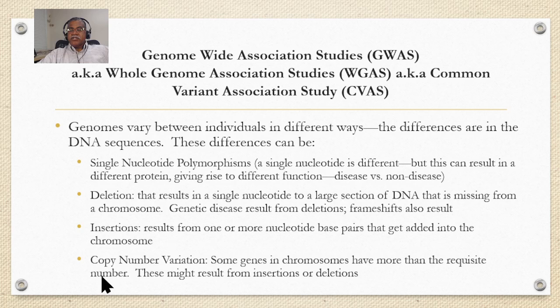Here's something else. It's called copy number variation. That means some genes in a chromosome have more than the required number. Some genes are expressed a lot more, not just in terms of the levels of expression, but you have more genes of a particular kind that might result from insertions or deletions.